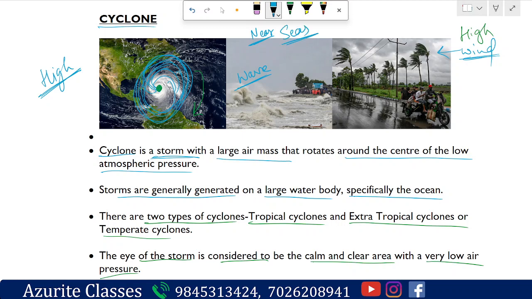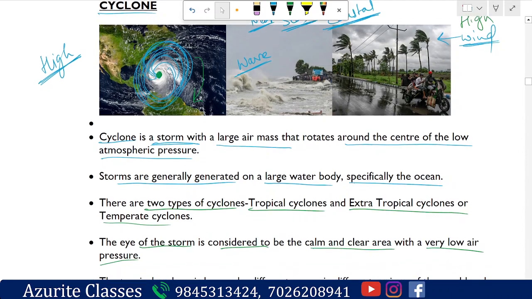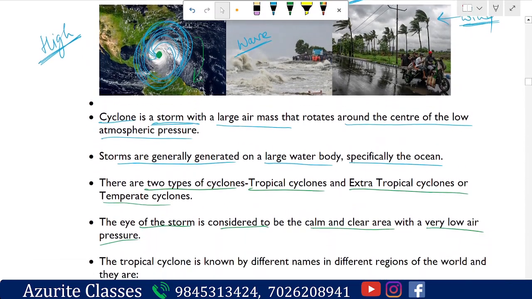That is separate, we call that a tornado. Cyclones mainly happen near the sea only because they generate in the water, in oceans and seas. If it comes, it will come near the seas only, that is beaches. Beach area we call the coastal area, isn't it? Okay, good. So this is about cyclone.